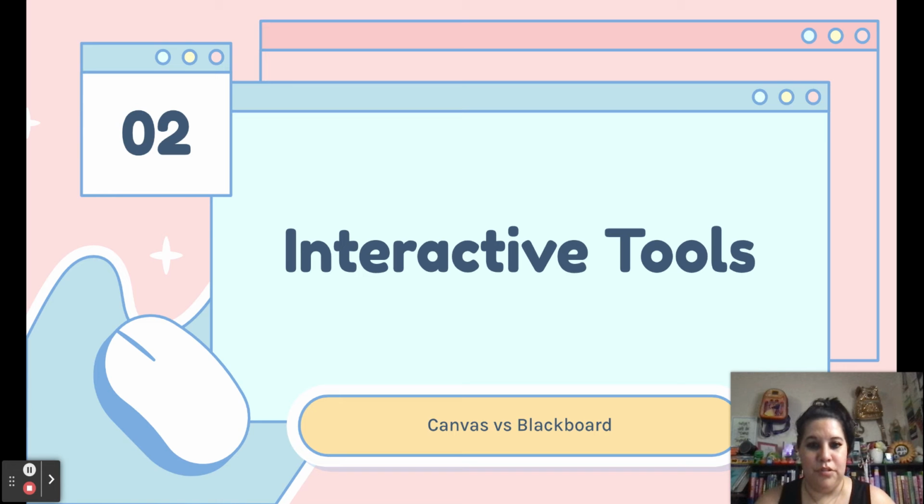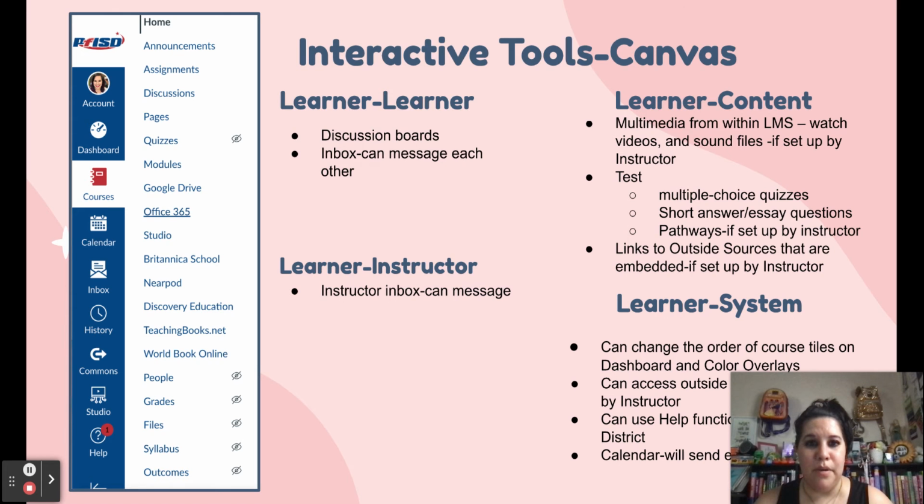Next is interactive tools. It's important to note when we're talking about interactive tools that there are 4 types. There's learner to learner, where the students or the learners can interact with each other. Learner to instructor, which is how the learner interacts with their instructors. Learner to the content, which is how the learner interacts with the actual content within the course or the LMS. And then learner to system, which is how the learner interacts with the system itself, and how they can make changes, how they can see things differently.